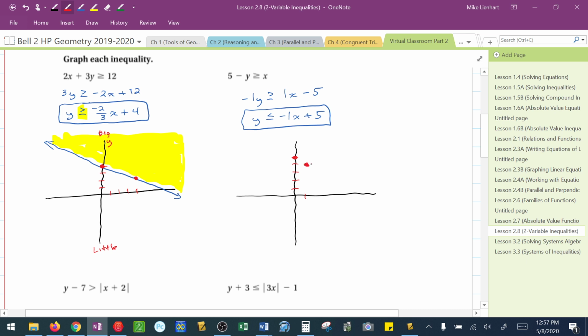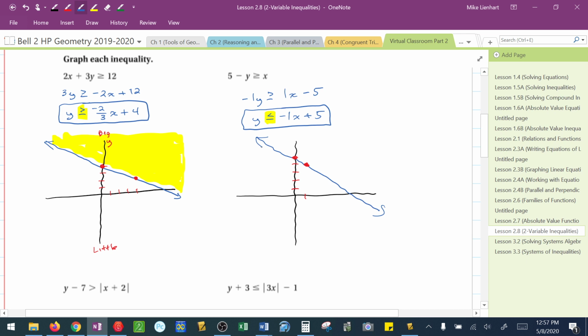That's enough information to graph my line. Is the line solid or dashed? Well, the inequality tells me that story. This inequality, because there's part of an equal sign in it, tells me that the line is solid. So I sketch my line like that.